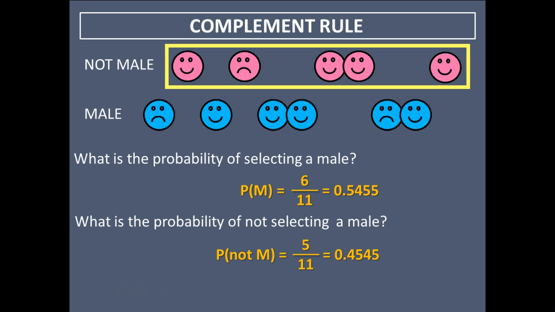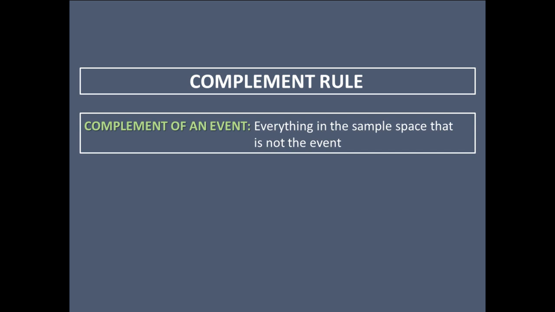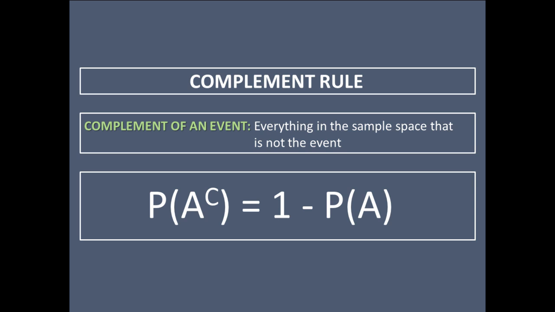Or if we're to look at that another way, 1 minus the probability of a male, so 1 minus 0.5455, gives us a probability of 0.4545, which is the same as a probability of not male. Or another way of rewording it, the complement event is everything in a sample space that is not the event that we're talking about. And now you may see the complement of an event symbolized different ways in different textbooks. However, our textbook uses the superscript C.